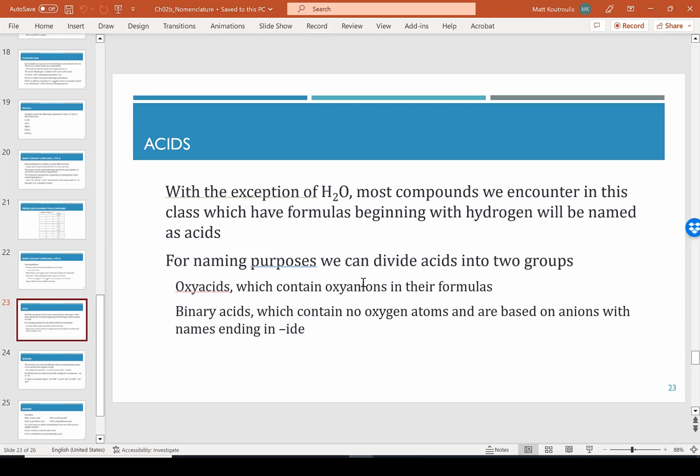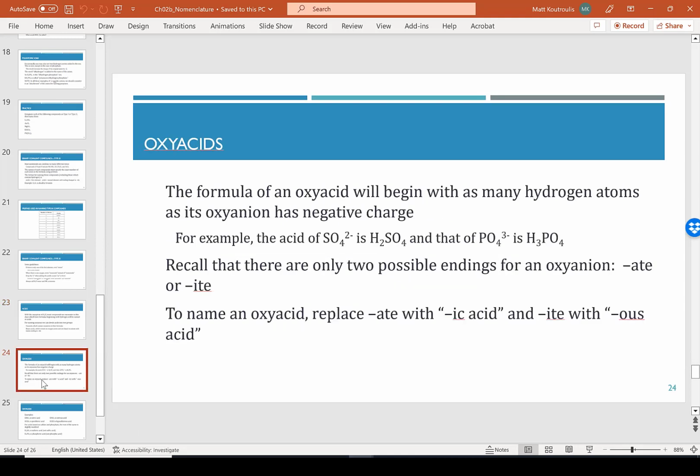Okay. And then there are binary acids, which are all easy to identify because they don't contain oxygen. So that would be like HCl, HBr, H2S. In other words, it's hydrogen paired with everything that ends in IDE, okay? Like, for example, chloride, bromide, fluoride, sulfide, and cyanide also, which has two elements in it.